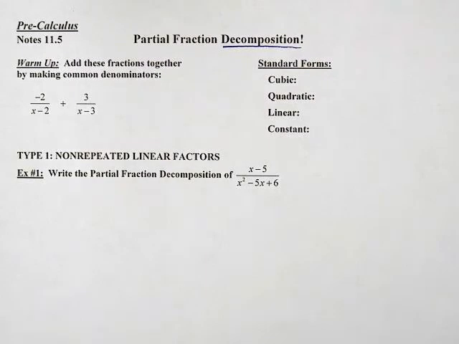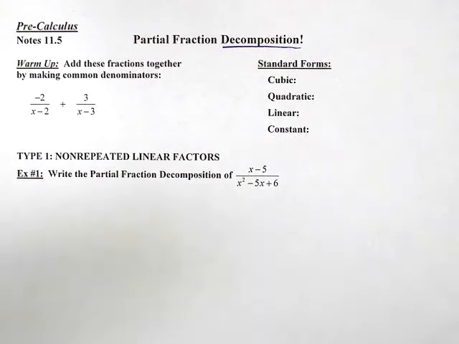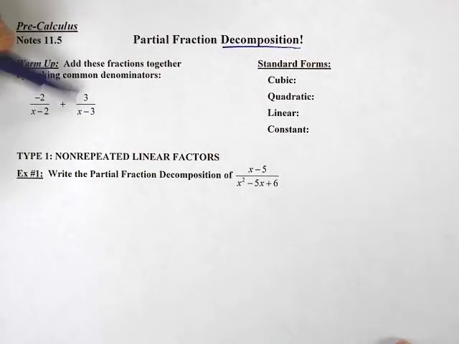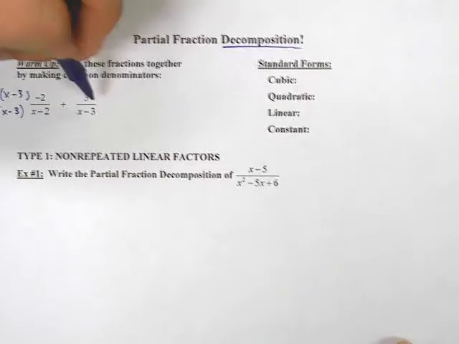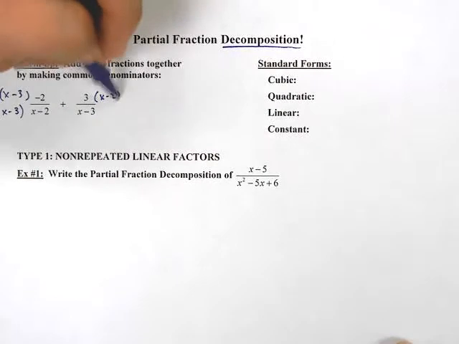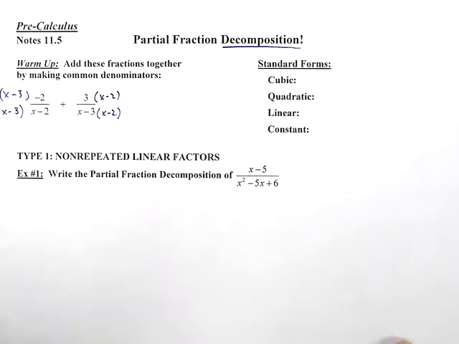So, before we get started, I want to actually compose some fractions, or add fractions together, to remind you what that looks like. So if we have something like negative 2 over x minus 2 plus 3 over x minus 3, hopefully we remember that to add fractions you need to have a common denominator. So you'd have to do some work like that.